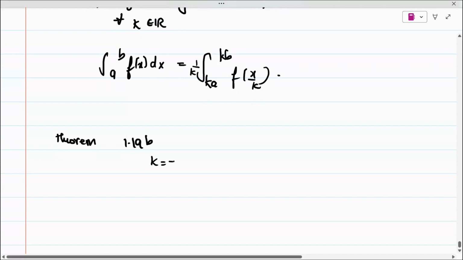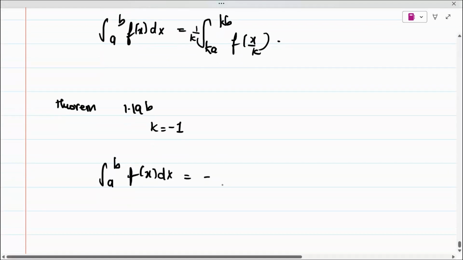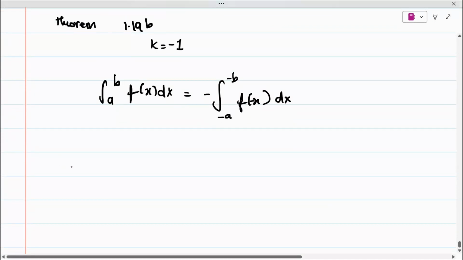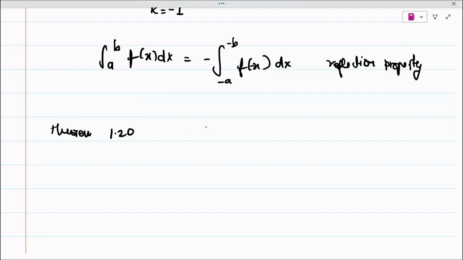For the same theorem, put k equals minus 1. Look at this. It's called the reflection property. I'm not sure that it's exactly right, I'm writing it on my own. The book says you just replace k with minus 1. In the last theorem in this section, this 1.24 or something, yeah, this comparison theorem.